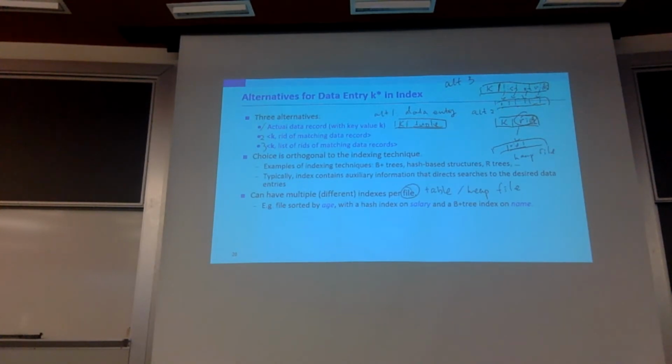But you could have multiple indexes for one file, just like the example we showed before. Like you could have a GPA index. You can also have a DID, a department ID index. Then for each of these indexes, you can also choose different alternatives for the data entry. For example, suppose this is GPA and DID. For this one, you can have alternative 2. Then for this one, you can use alternative 3. You can have different choices.